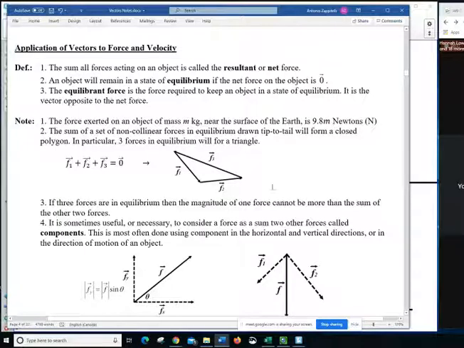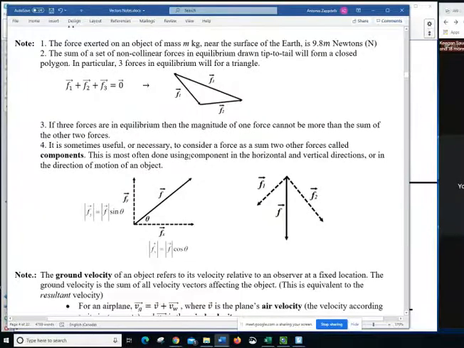Okay, we talked about this idea that if I add three forces together that are in equilibrium and I add them tip to tail, I get a closed triangle. If it was 4 forces, 5 forces, 6 forces, I'd just get some closed polygon. Now here, if three forces are in equilibrium, then the magnitude of one force cannot be more than the sum of the other two forces.